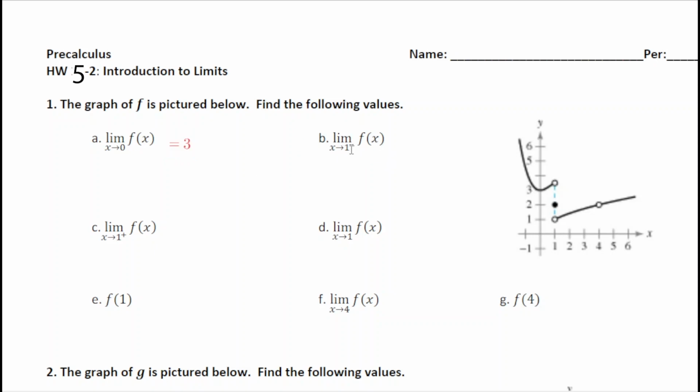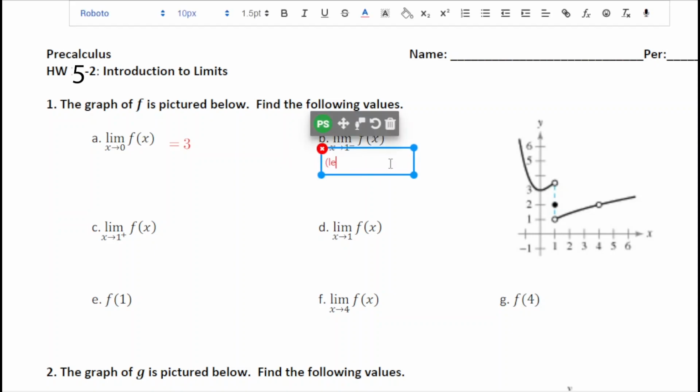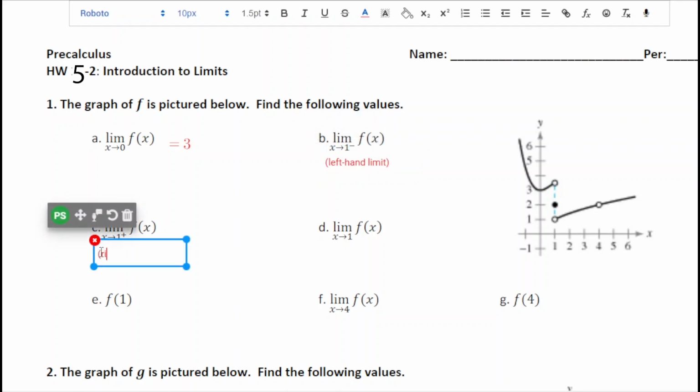For part B, when you see a little minus sign in the top right corner here, that means we're only evaluating the left-hand limit, so we don't even need to look at the right-hand limit. If you see the plus, like on C, that means we're looking at the right-hand limit. So just make a little note here that this is the left-hand limit. Okay, and if you see the plus, that is the right-hand limit.